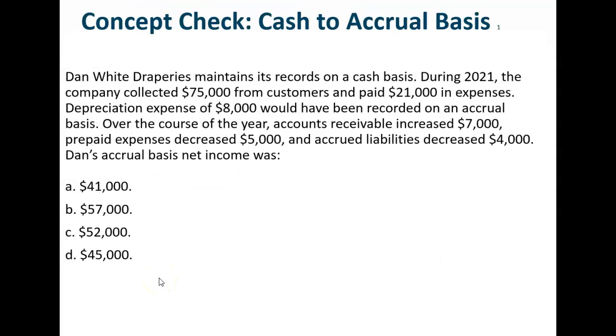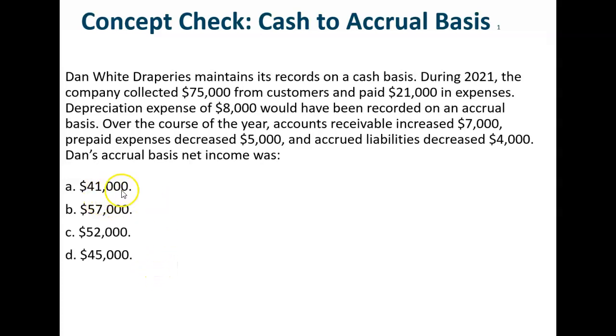Okay, let's give you a chance to practice. Here's a concept check problem for you. Dan White Draperies maintains its records on the cash basis. During 2021, the company collected $75,000 from customers and paid $21,000 in expenses. Depreciation expense of $8,000 would have been recorded on the accrual basis, and over the course of the year, accounts receivable increased by $7,000, prepaid expenses decreased by $5,000, and accrued liabilities decreased by $4,000. Calculate Dan's accrual basis net income.